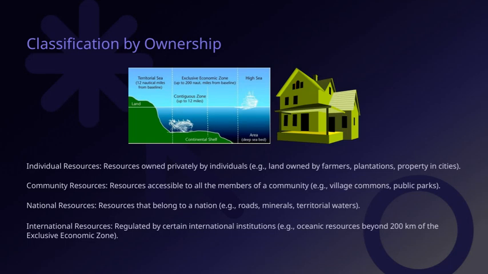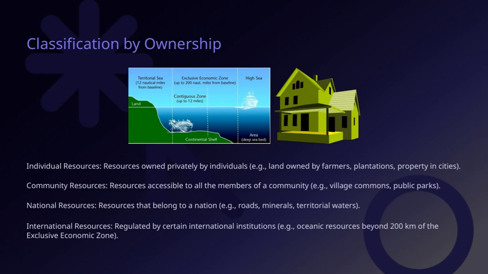Now, let's take a look at the different categories of resources based on ownership. First, we have international resources. These are resources that are regulated by international institutions, such as oceanic resources beyond 200 kilometers from a country's coast, which falls outside national jurisdiction. These are managed collectively to ensure sustainable use and prevent conflicts.